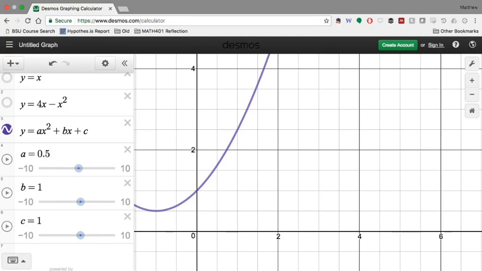b is a tricky one. So let's just change it and kind of see if we can describe what's happening. If I take b and I, say, stretch it from 1 up to 4, or bring it back down to, instead of 1, let's say I do 0.